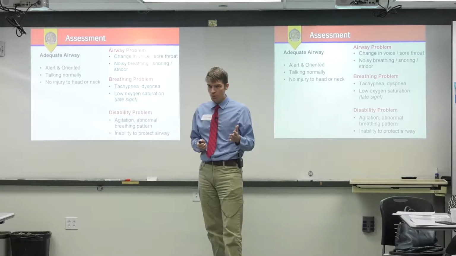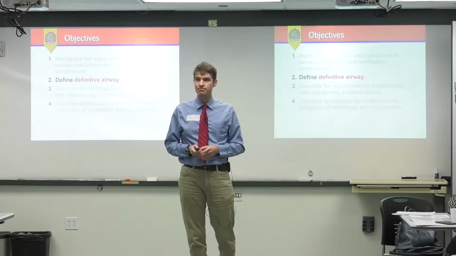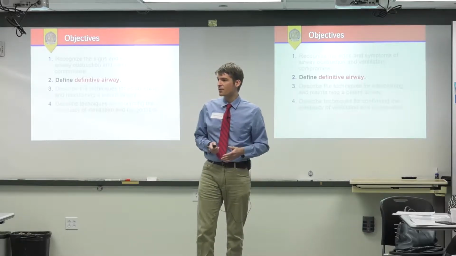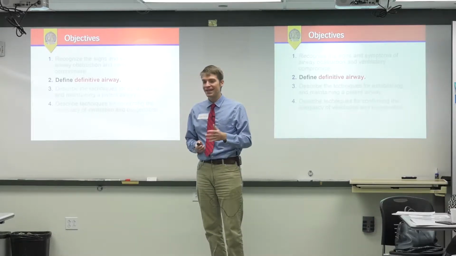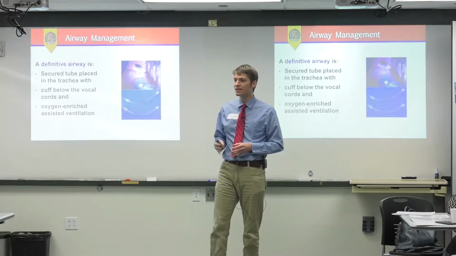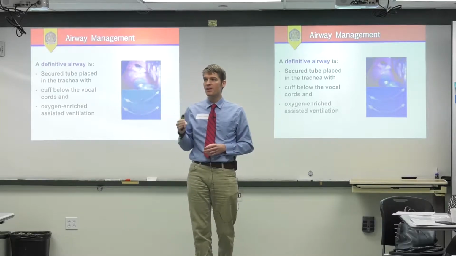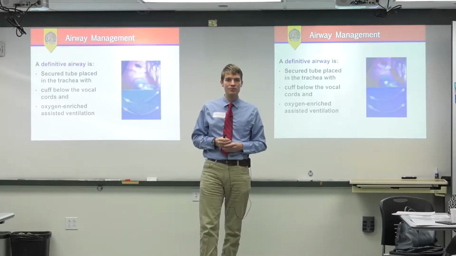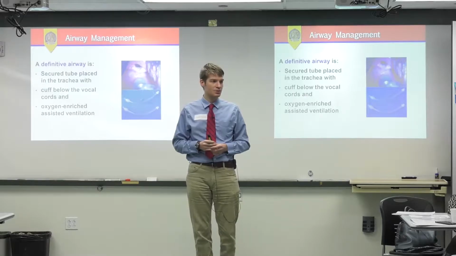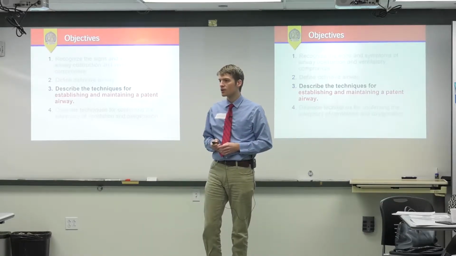So we've established this patient needs an airway. Now we need to define what a definitive airway is. I was always taught a definitive airway is plastic between the cords. Now ATLS is a little bit more diplomatic in the way they say this. A definitive airway is a secured tube in the trachea with a cuff below the vocal cords and an enriched oxygen ventilation source. So this includes things like an advanced surgical airway.